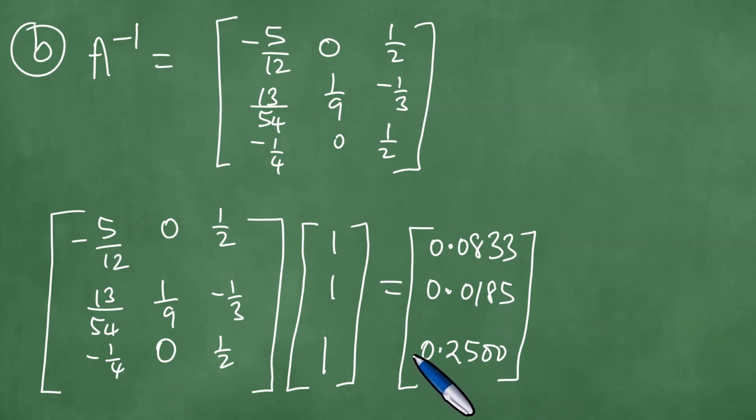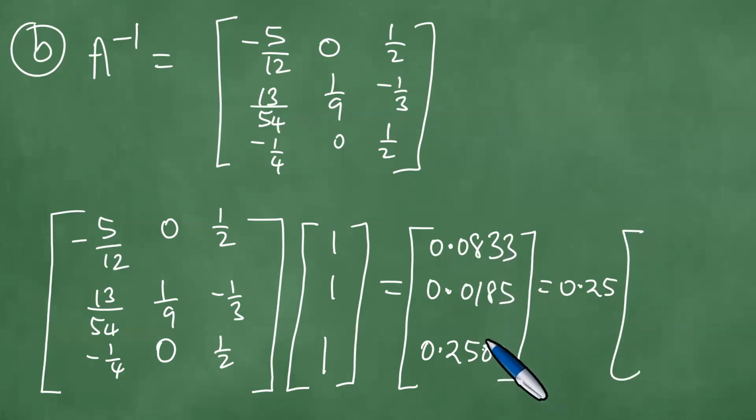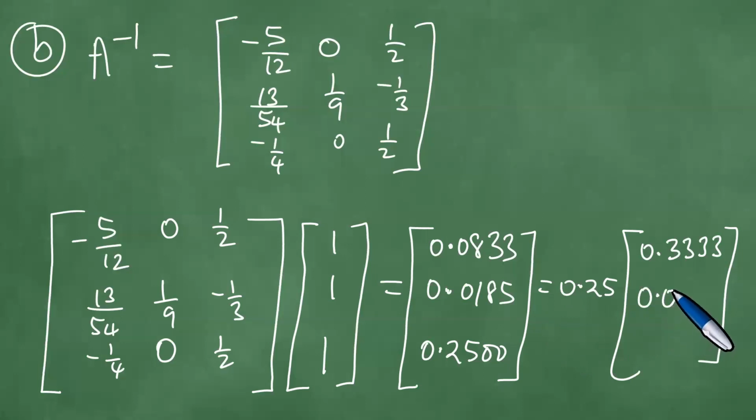Now look for the biggest one. Which one is the biggest? The biggest number is 0.25, so we factor it out. We divide by 0.25: 0.3333, and 0.0741, and dividing this by that, you have a one. Remember, the power method is just about the largest magnitude, the dominant, which is the largest in the inverse matrix.